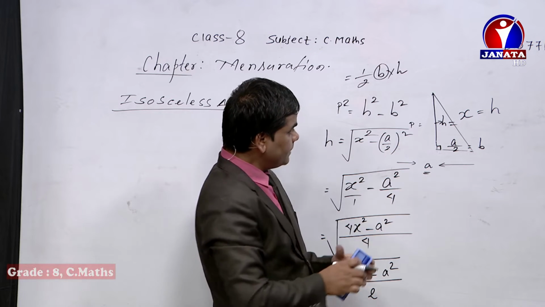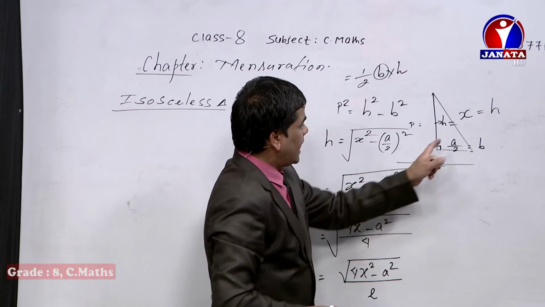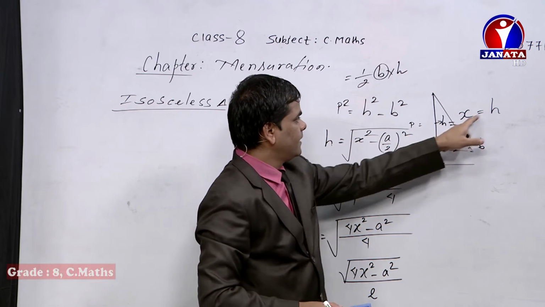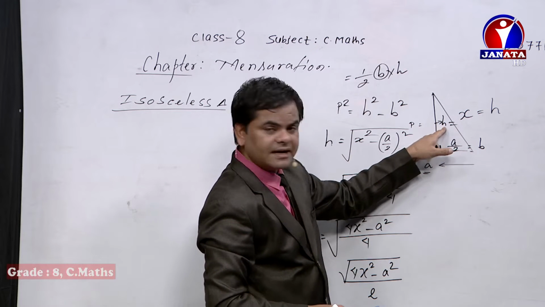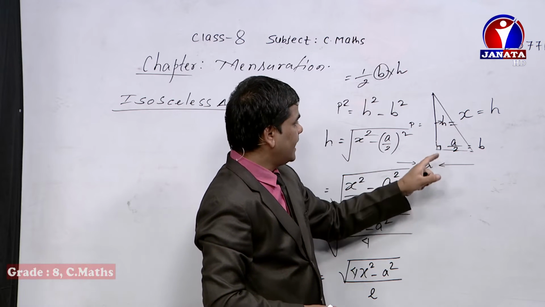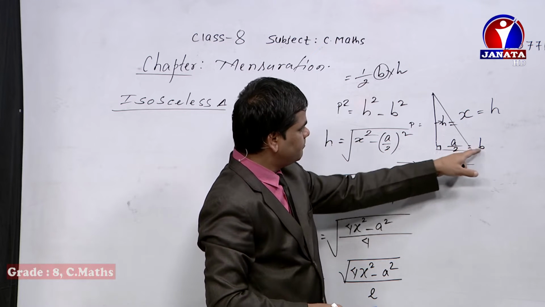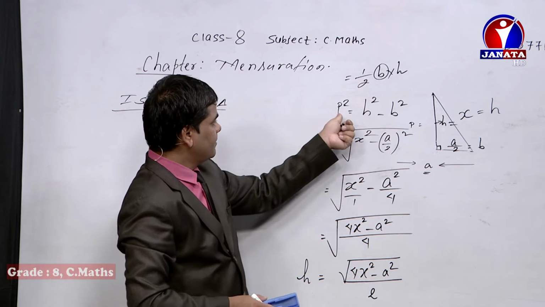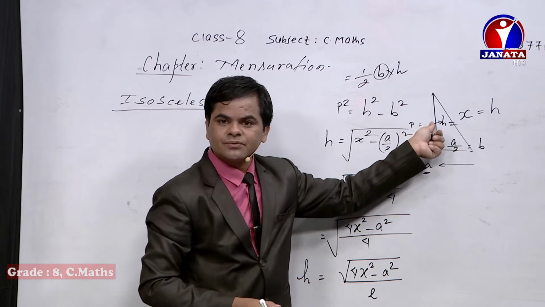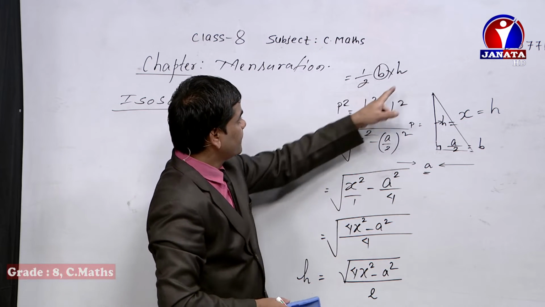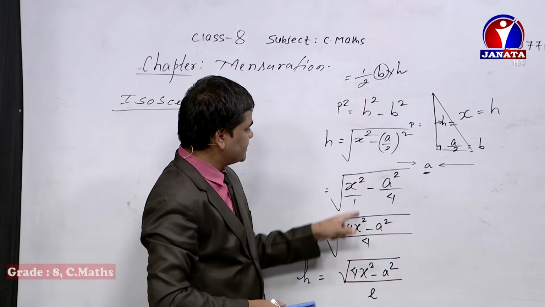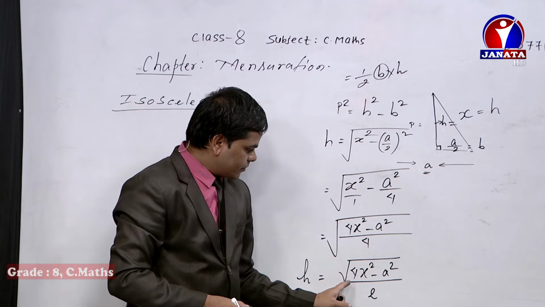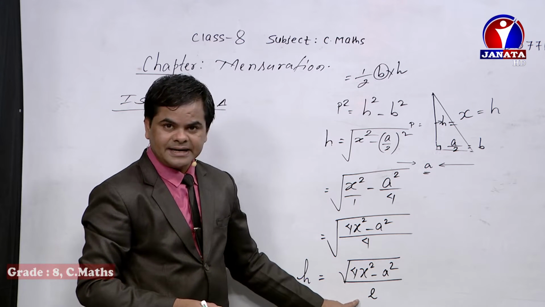So if you see in this right angle triangle, opposite to 90 degrees is the hypotenuse, x. Then the perpendicular is h, and the base is a by 2. When we use the formula of Pythagoras theorem, p square equals h square minus b square, our target is to find the perpendicular, h. By processing it, we got the value of h as root under 4x square minus a square, whole divided by 2.